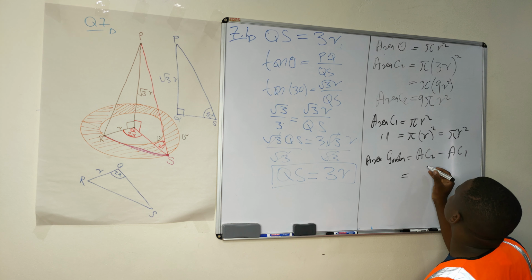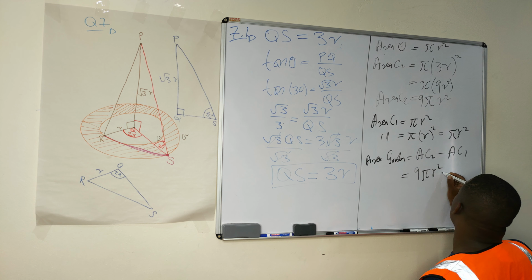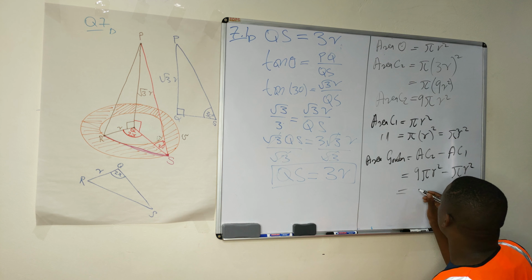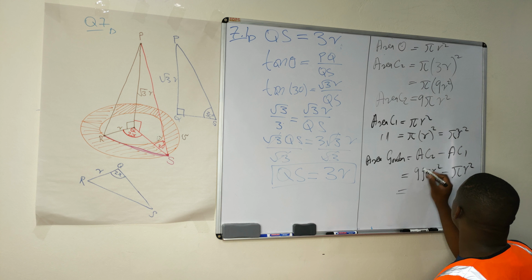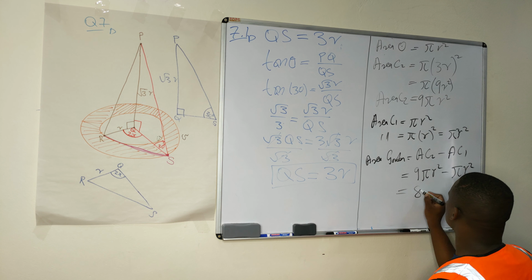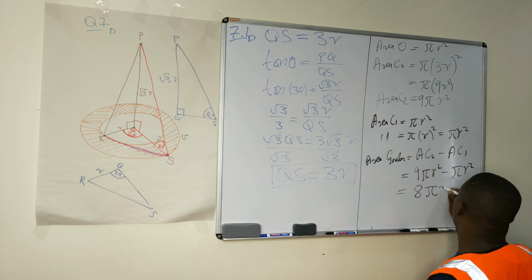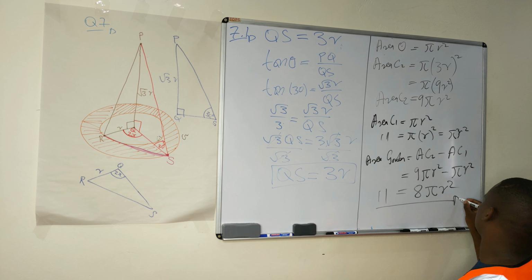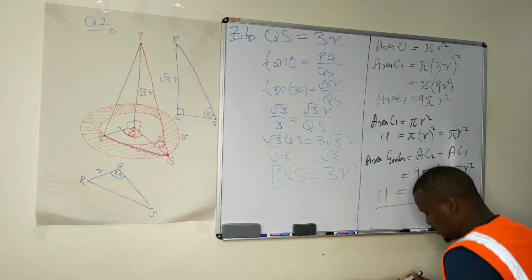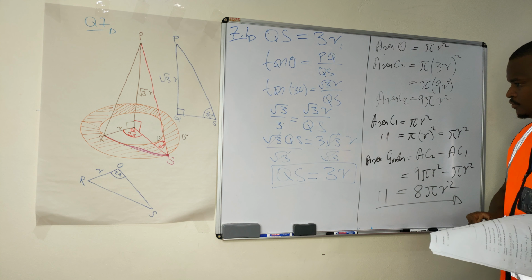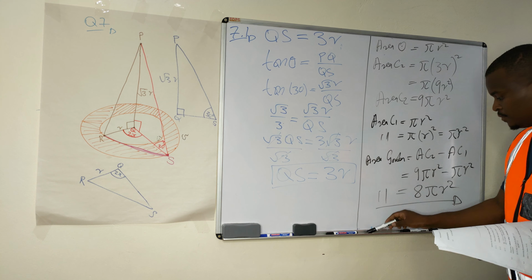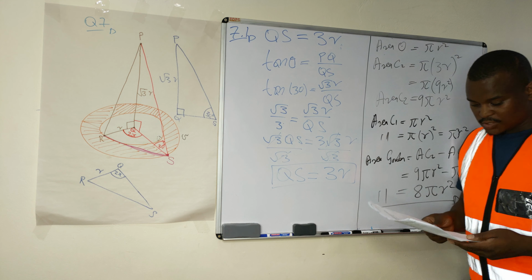Area of circle 2 was 9 pi r squared, minus pi r squared. So the area of our garden will be 9 pi r squared minus pi r squared, so it's 8 pi r squared. This is the area of the garden. You're done. Hopefully it is clear. Go to the next question.